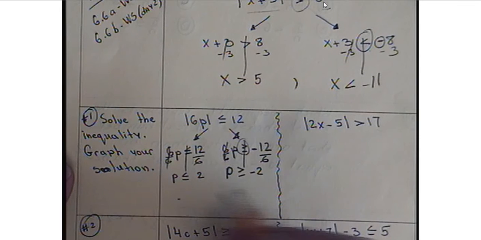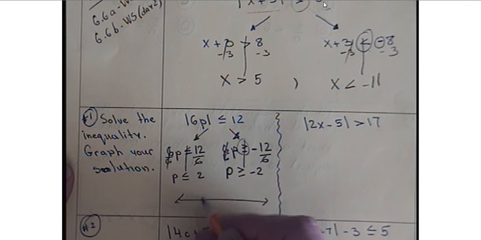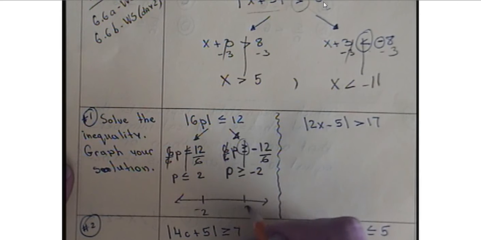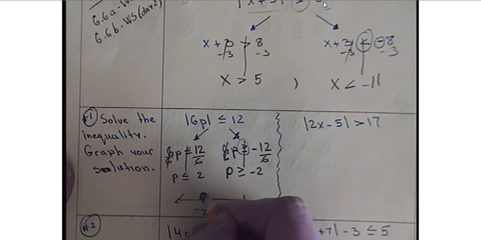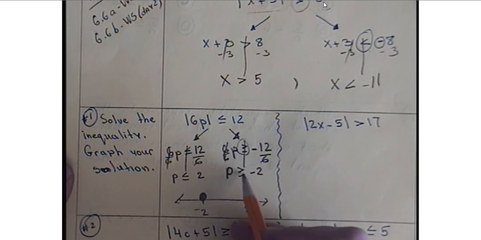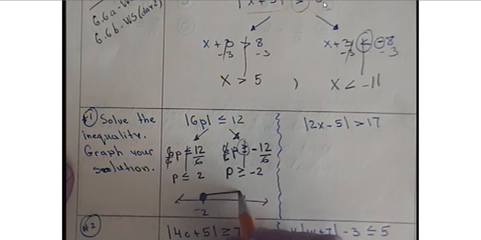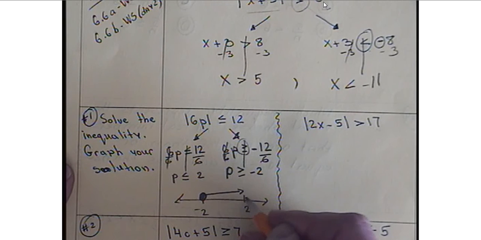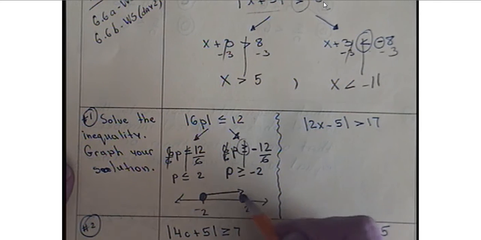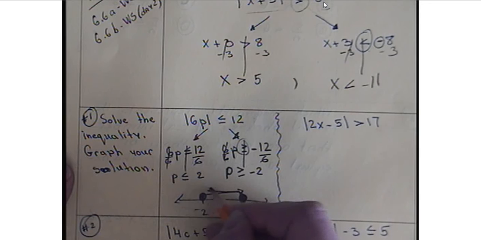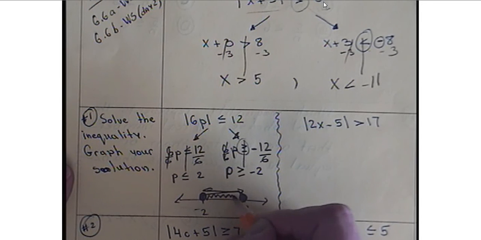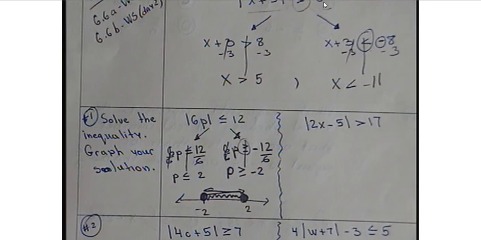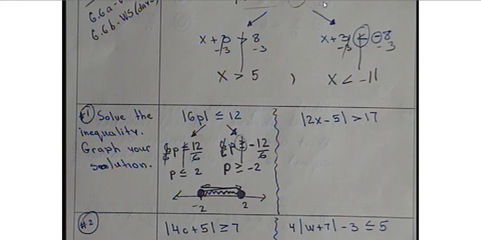If I have to graph those, negative 2 is here, positive 2 is right here, closed circle at negative 2. P is greater than, it means it goes this direction. P is less than or equal, again we have a closed circle, p is less than, it goes in this direction. So all the solutions will be between those two numbers.